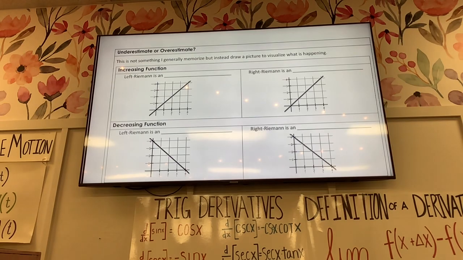All right, over and underestimate. This is going to go by kind of quickly. This is not something I generally memorize, but instead I draw a picture to visualize what's happening. You have so many things to memorize already in calculus. This wouldn't be one of the things. I would honestly just sketch it out.